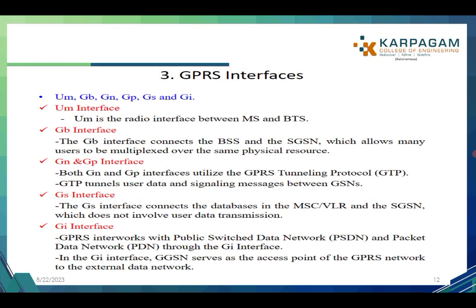GPRS interfaces include the Um interface. Um is the radio interface between MS and BTS, and the Gb interface connects the BSS and the SGSN, which allows many users to be multiplexed over the same physical resources. The Gn and Gp interfaces both utilize the GPRS Tunneling Protocol, that is GTP. GTP tunnels carry data and signaling messages between GSNs. The Gs and Gi interfaces connect with the database and with the public switched data networks and packet data networks through the Gi interface.